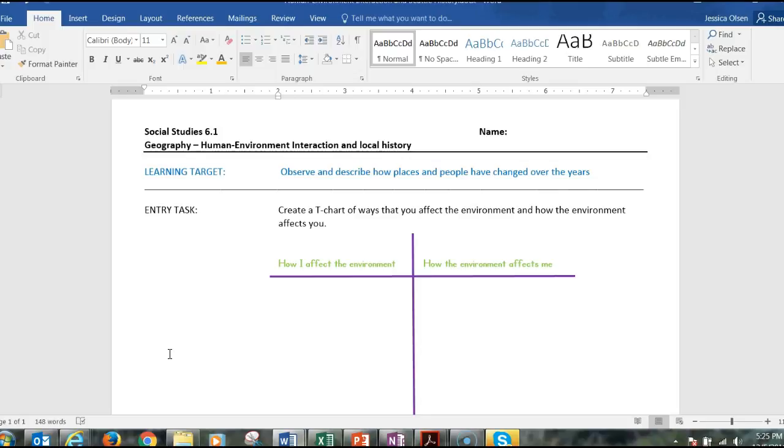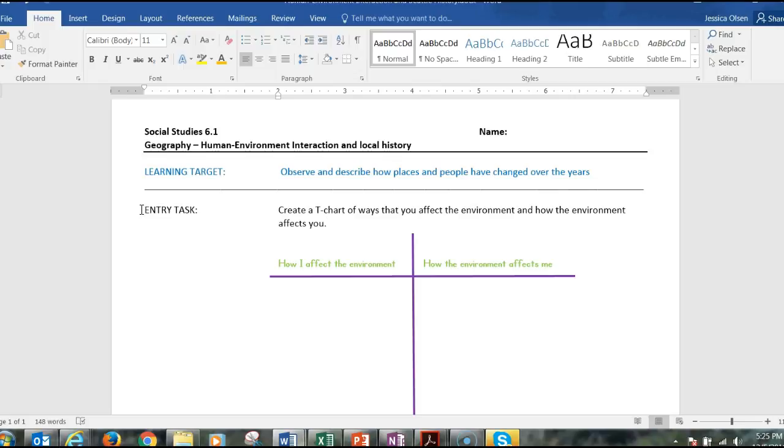In today's lesson, instead of labeling modification and adaptation, we are going to figure out how we affect the environment and also how the environment affects us. So here is the learning target. It says you are going to observe and describe how places and people have changed over the years.